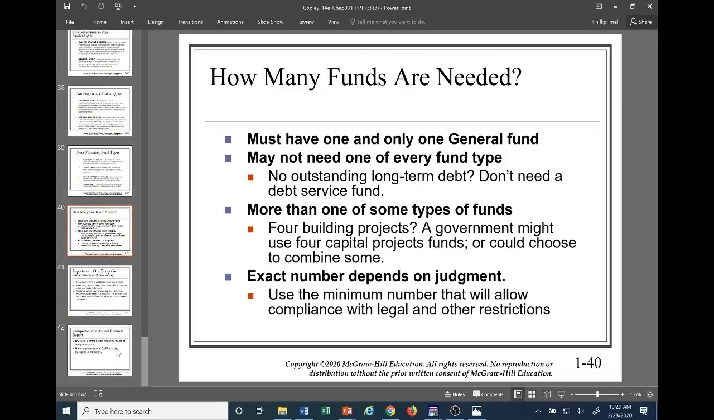So just remember how many funds we need doesn't really matter. It has to have one and only one general fund, but other types are just relative to the purpose of the government. If there are no capital projects, no capital projects fund. If there are 10 of them, you can use one and itemize them, or you can use 10 different ones. It's really just situational.